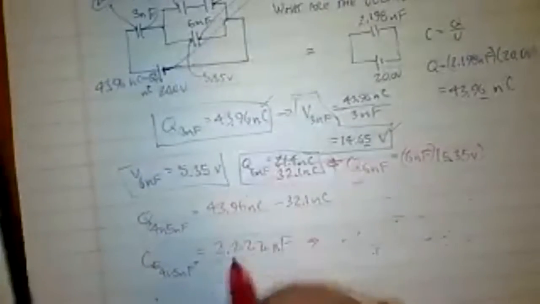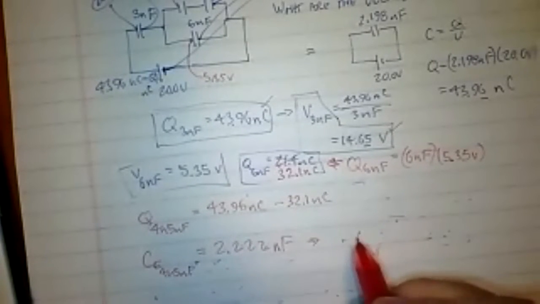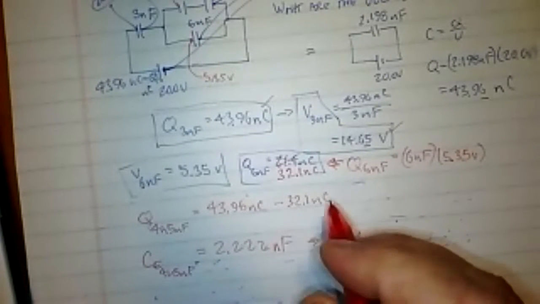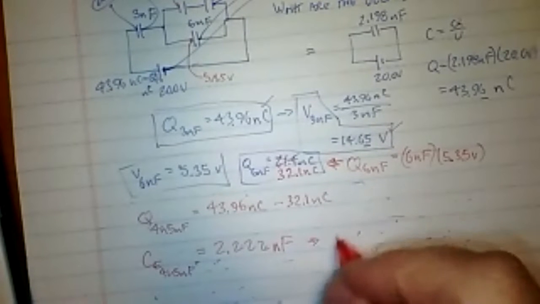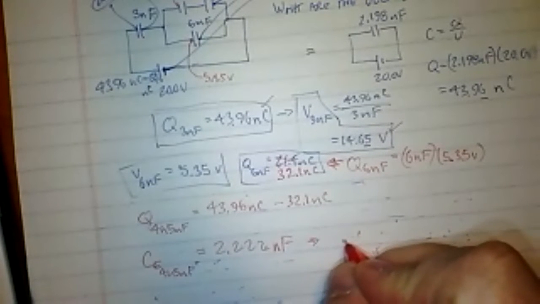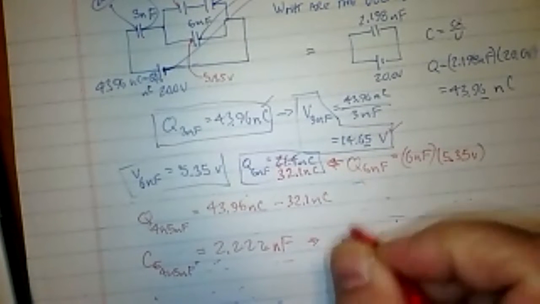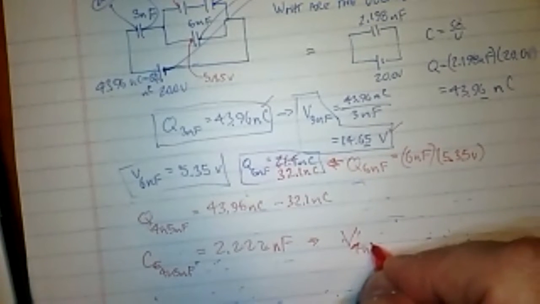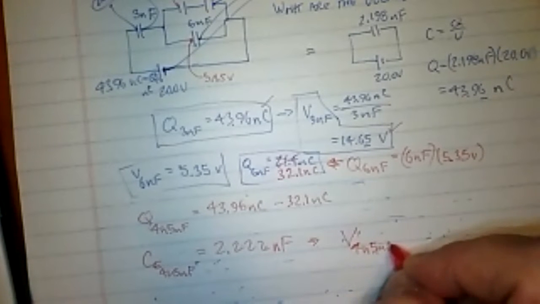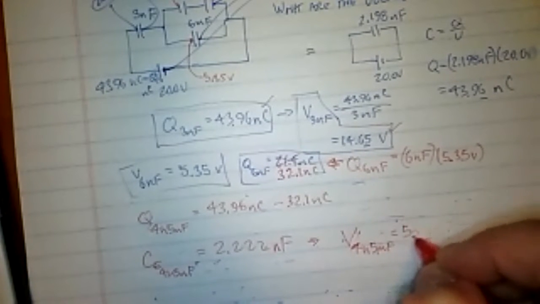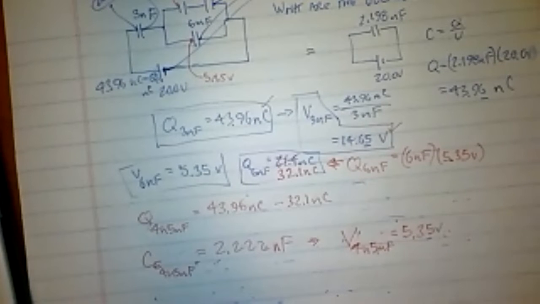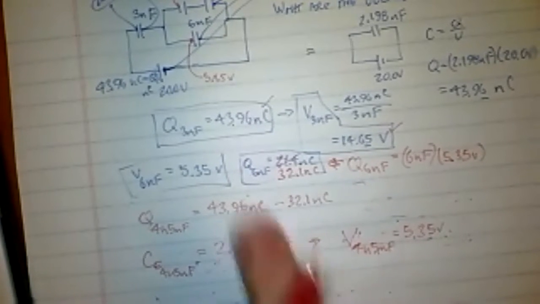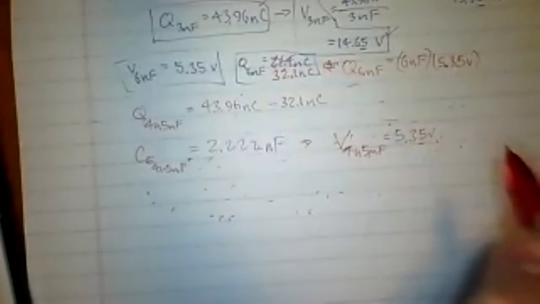Yeah. So this is the total capacitance of that whole thing, so I can figure out exactly what charge is going to go there. I was mixing my two ways together and that was bad. So what I know is the voltage across that 4 and 5 nanofarad capacitor is equal to 5.35 volts. That was the calculation we just verified.